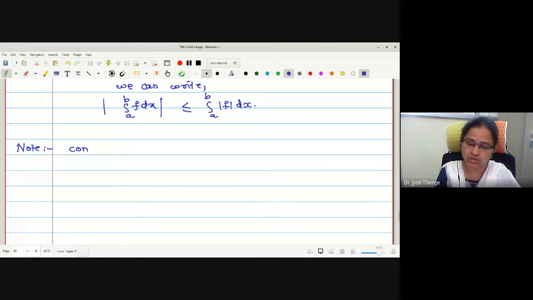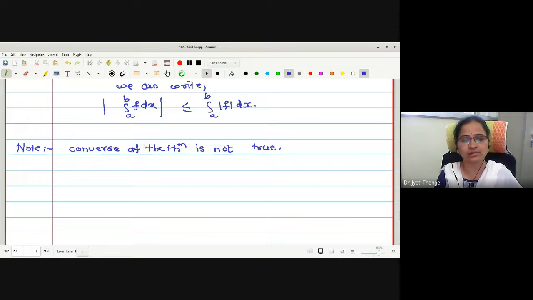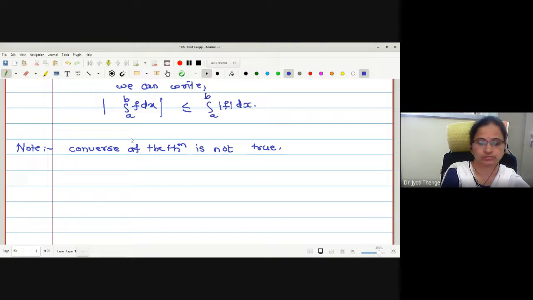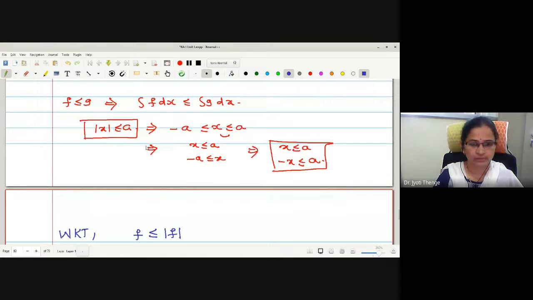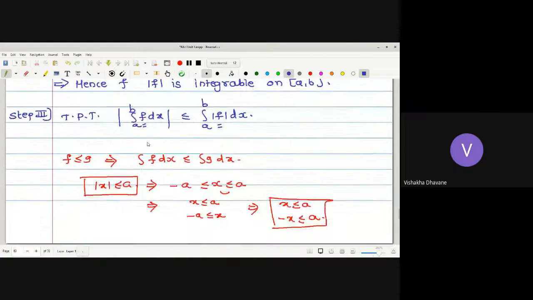What is the converse? What will be the converse statement of the given theorem? What we have proved? f integrable implies mod f integrable. What will be the converse then? Mod f integrable will not imply that f is integrable. Correct, no? Yes, ma'am. Understood the proof? Yes, ma'am.